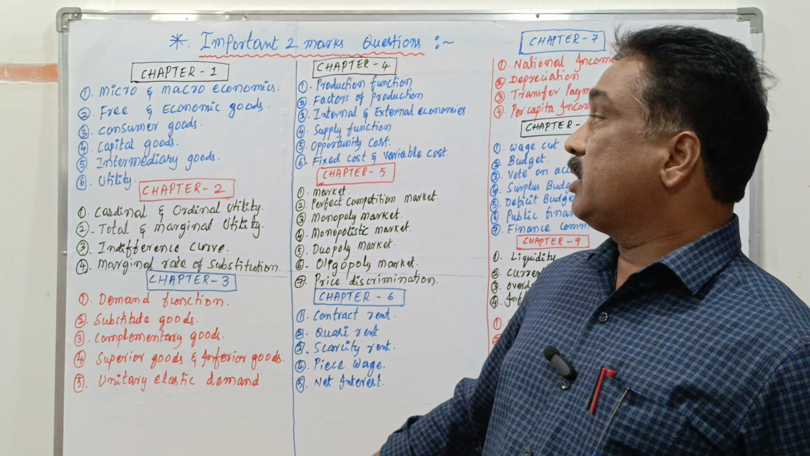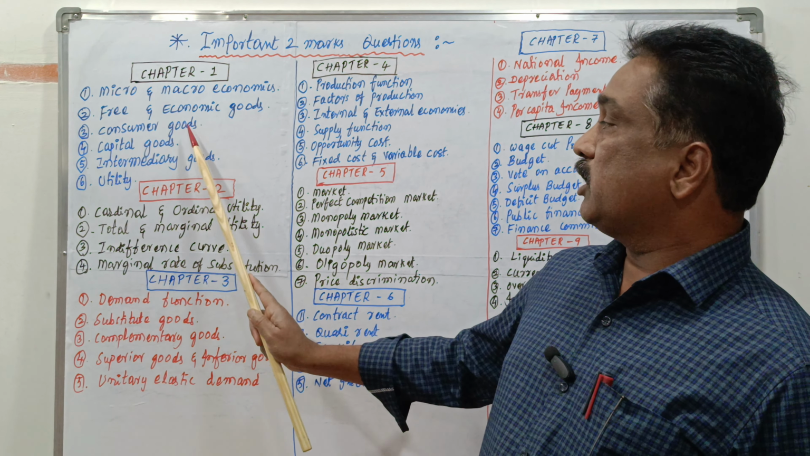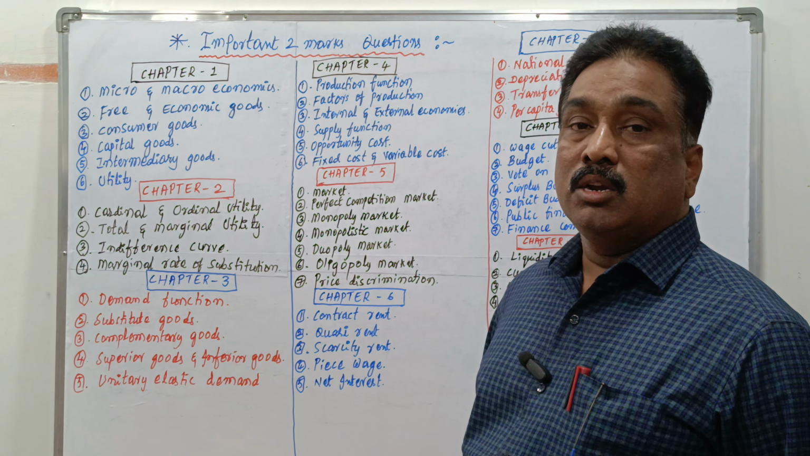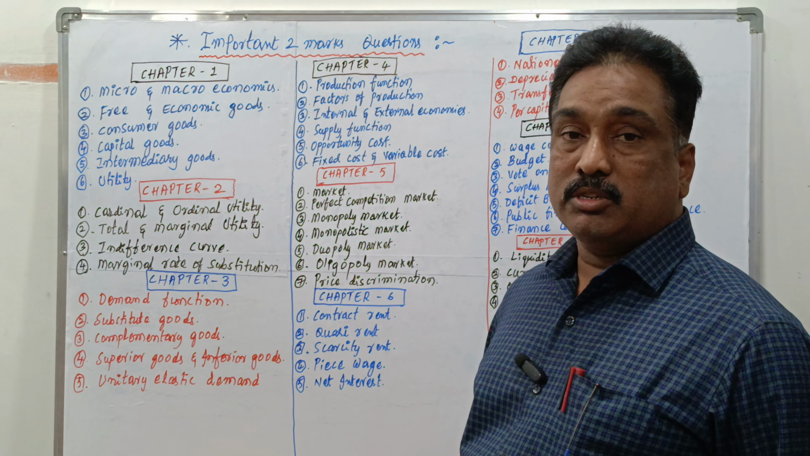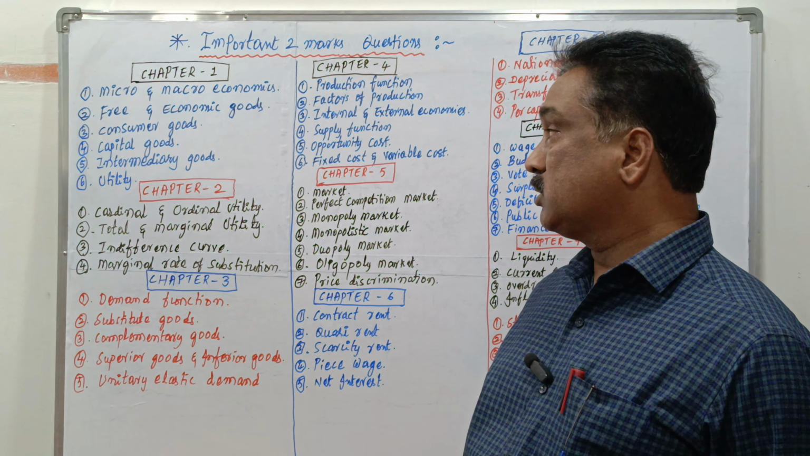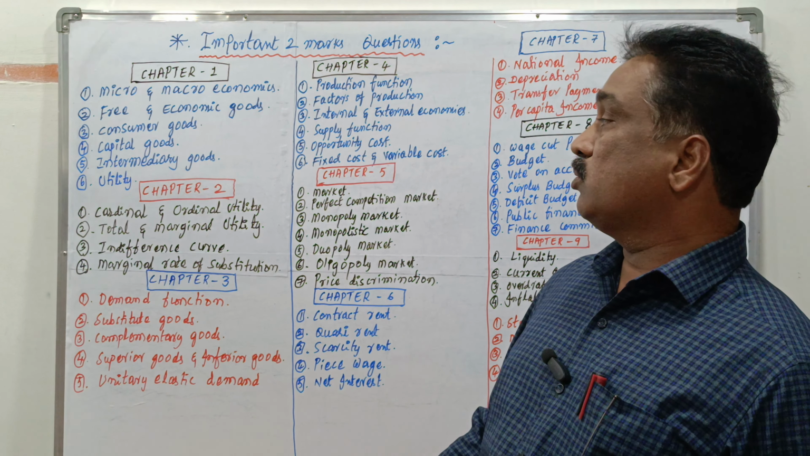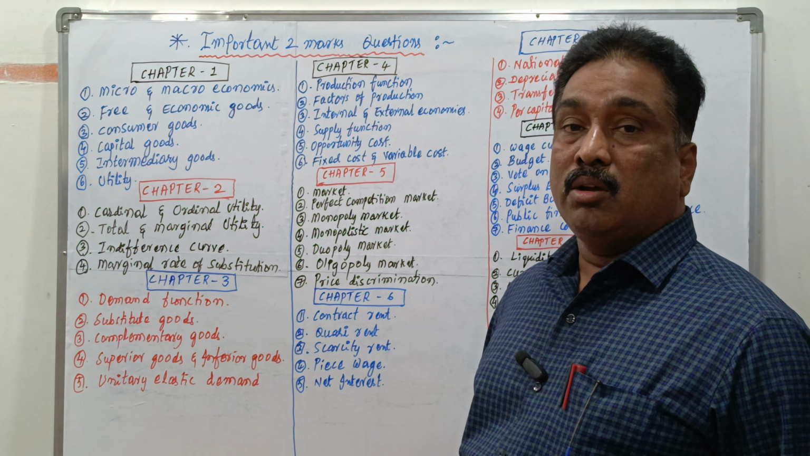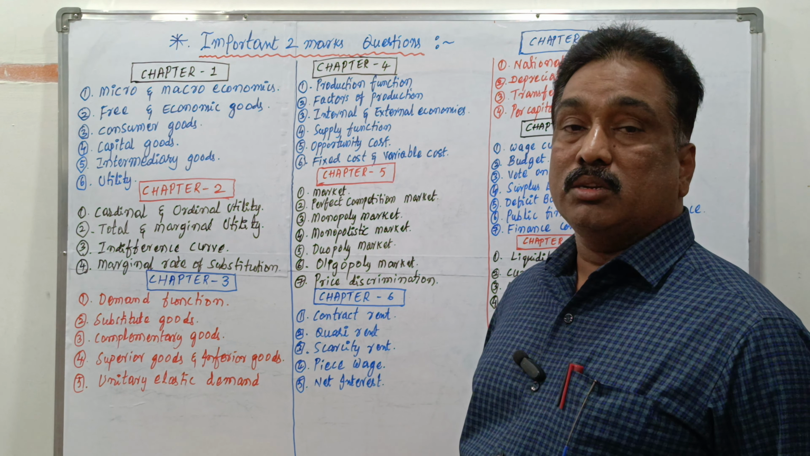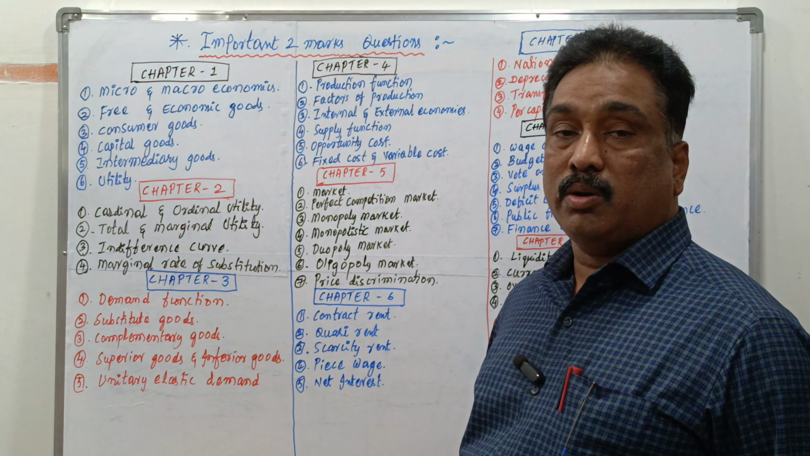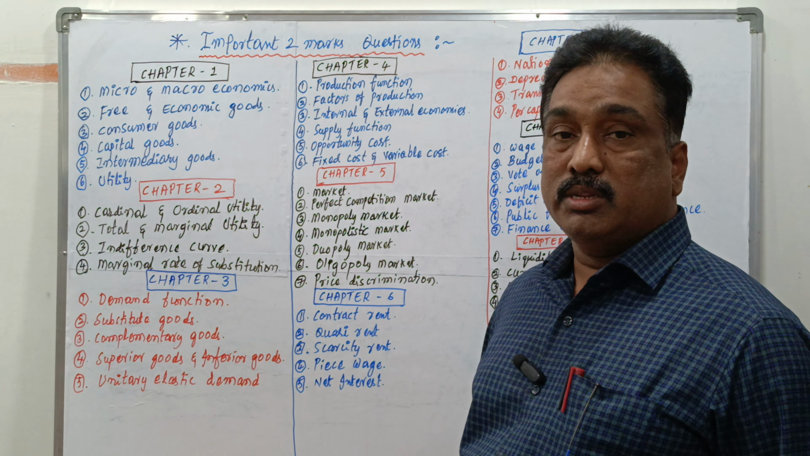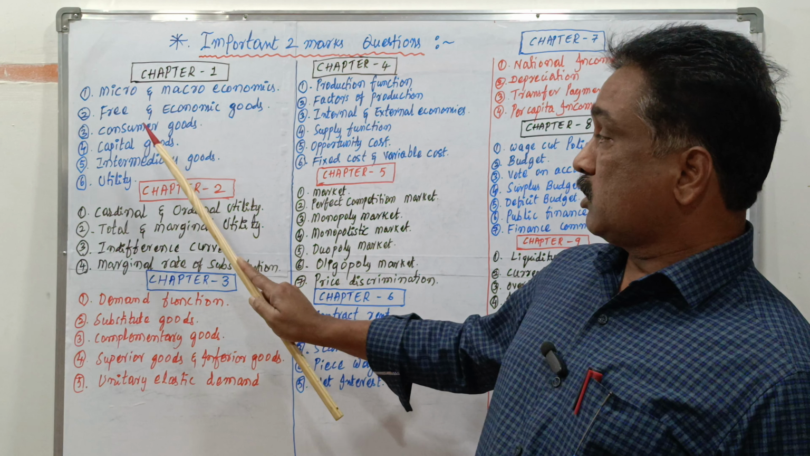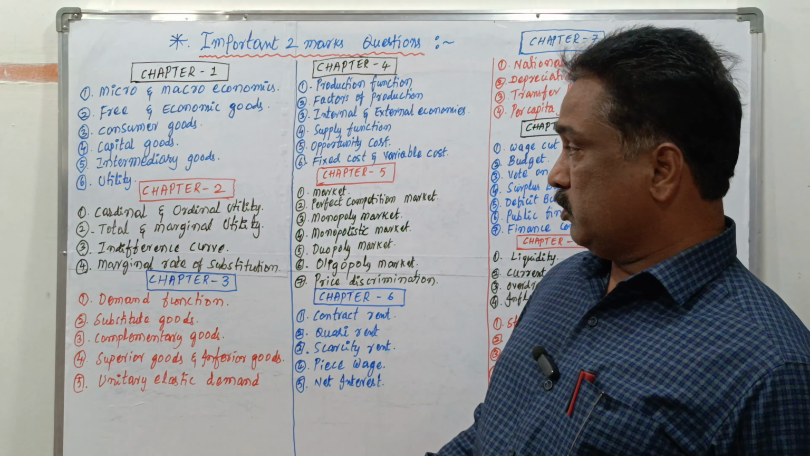Another important two marks question, what are consumer goods? Consumer goods means goods used for the consumption purpose, which directly satisfy human wants. Those goods are called consumer goods. What are capital goods? Capital goods are goods which indirectly satisfy human wants, which are used for producing other goods. Those goods are called capital goods. Write down some examples of consumer goods and capital goods.